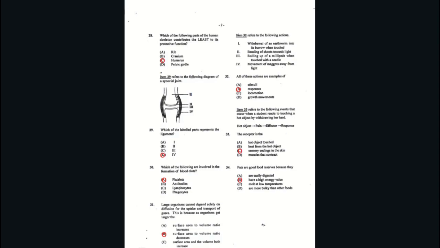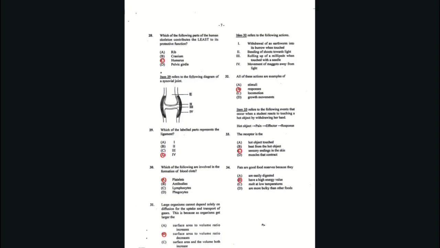So obviously the earthworm was touched, that's why it moved. Shoots move towards light. There's a stimulus that caused it to move. The millipede, touched with a needle, is a stimulus. And the movement of maggots away from light is also caused by a stimulus. So all of these are responses. You might be tricked and say A is the answer, but A is not the answer, B is the answer, because these are all responses to a stimulus.